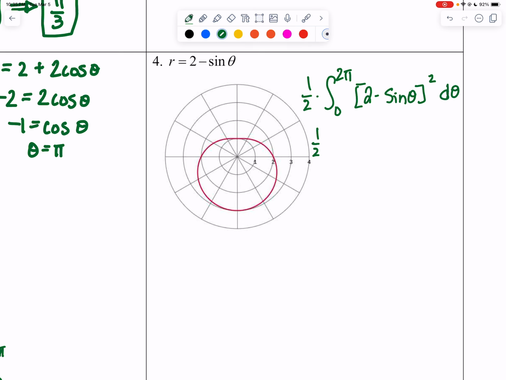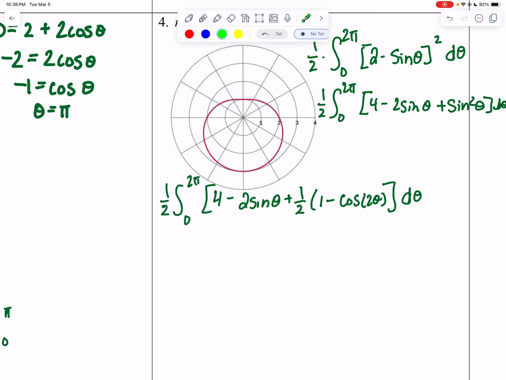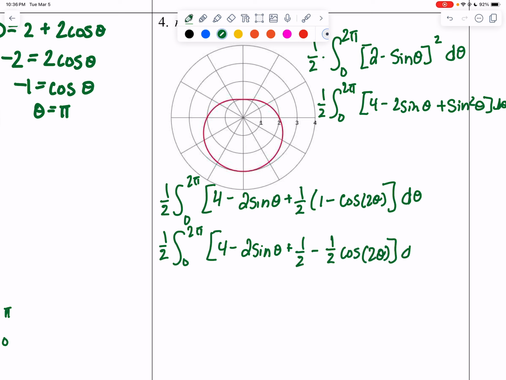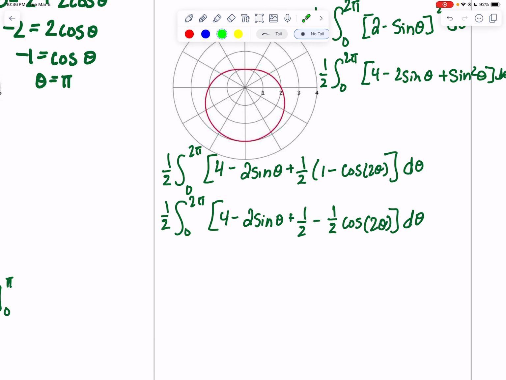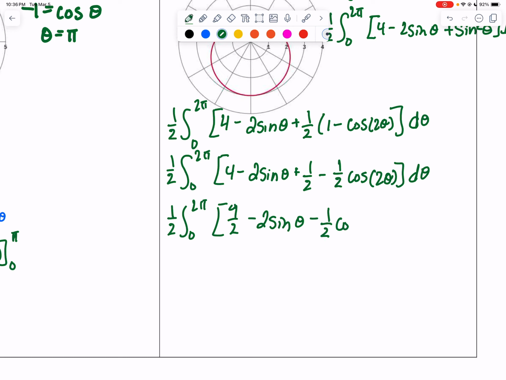All right, simplify that. That's going to give me 4 minus 2 sine theta plus sine square of theta d theta. I'm going to simplify the sine square of theta to be 1 minus cosine of 2 theta. I'm going to simplify this again right here. So now I have 1/2, 0 to 2 pi, 4 minus 2 sine of theta, plus 1/2 minus 1/2 cosine of 2 theta d theta. Now I'm going to simplify the 4 and the 1/2 right here. So that's going to give me 9/2. And then once I do that, I can finally try to integrate this.